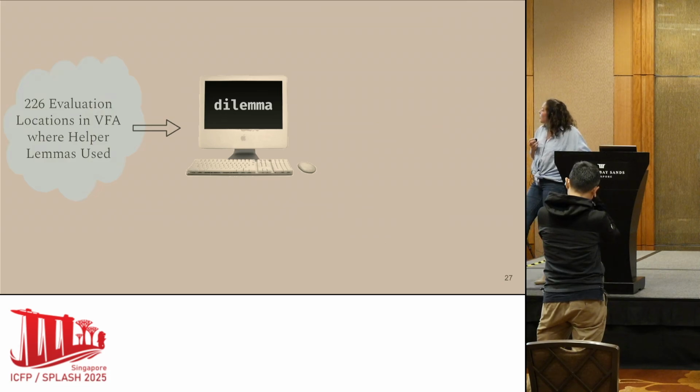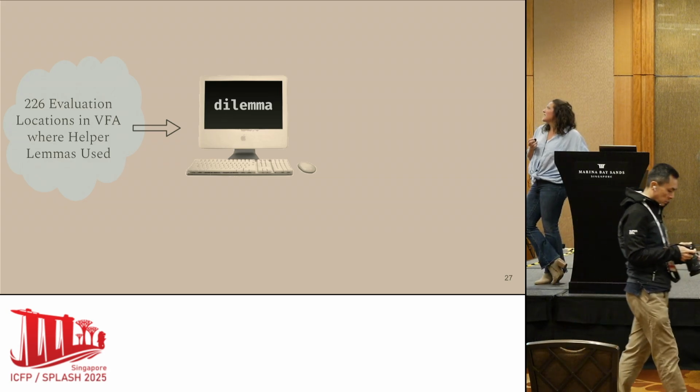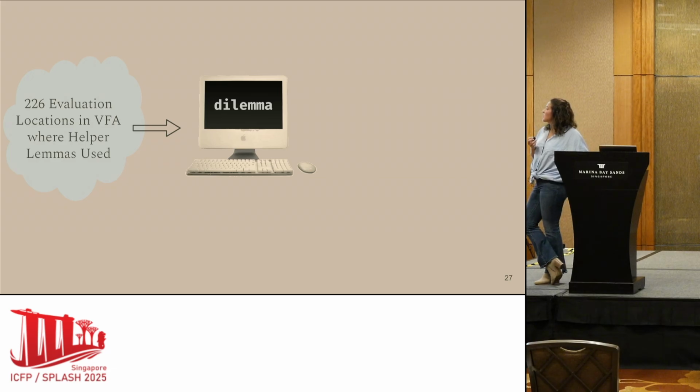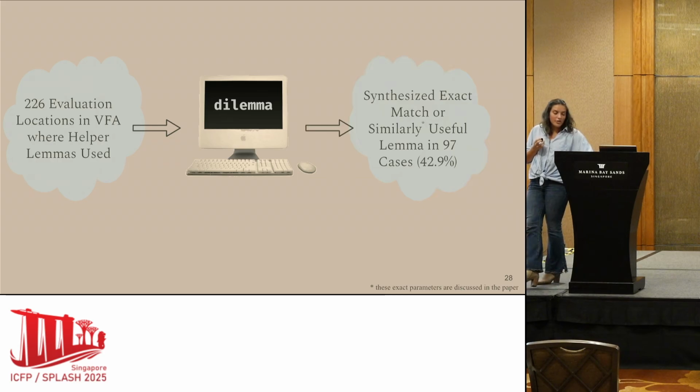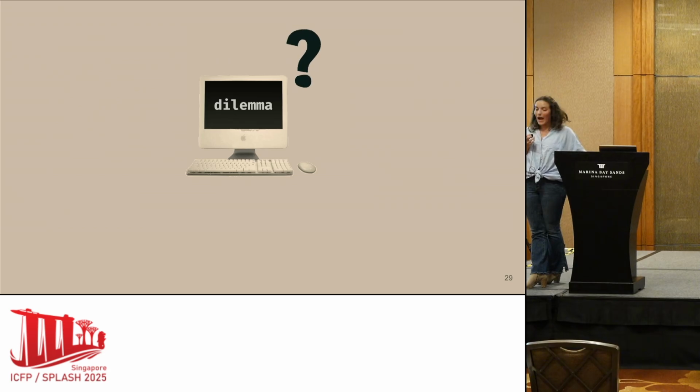We evaluated our tool on 226 locations in the Verified Functional Algorithms textbook. What this means is that someone had completed the proofs, and wherever there was a helper lemma used, we checked if our tool could find that helper lemma. In 43% of the places we did find either an exact match or a similarly useful lemma, and the exact characterization of that is within our paper. So the question is, how exactly do we do that?